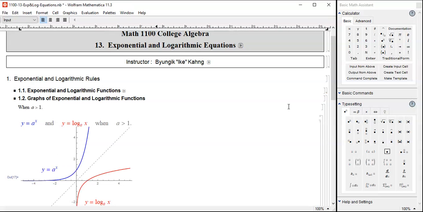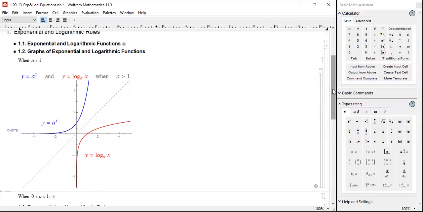Far more important is the case when a is greater than 1, like this. The exponential function increases from 0 to positive infinity. As a matter of fact, not exactly 0. It approaches 0 when x goes to negative infinity. So the range is actually 0 to infinity with an open parenthesis, no bracket, open parenthesis.